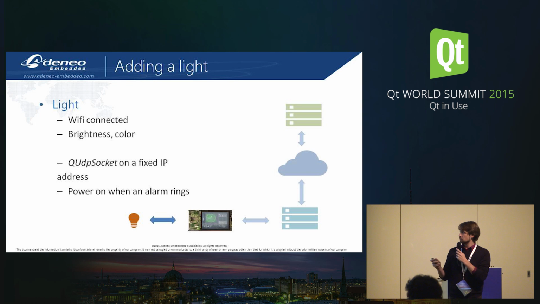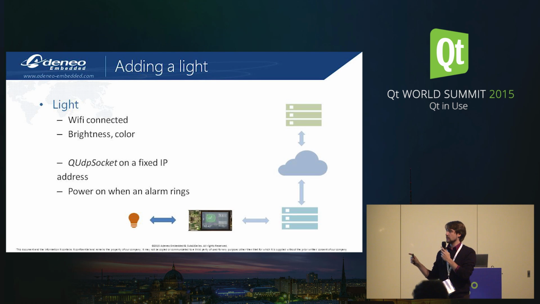So we have our device, and we added a lamp. So that's a Wi-Fi lamp that we want to control from our application. So Wi-Fi connected, you can control the brightness, the color, and it's actually quite simple. The thing we did is that the lamp is on a fixed IP address, and we use a UDP socket to communicate with the lamp and to change its color and everything. So this part is trivial, because it's a simple example. This lamp powers on when the alarm rings.